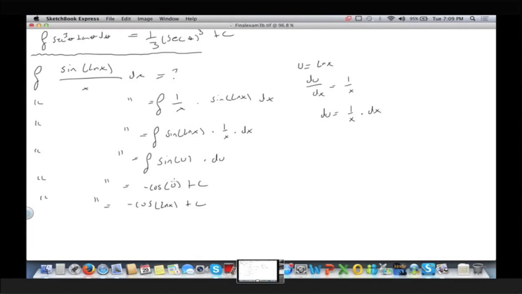Antiderivative. Derivative of cosine is negative sine, so opposite. Okay? And plug it back in. Okay, and then I need to rewrite.